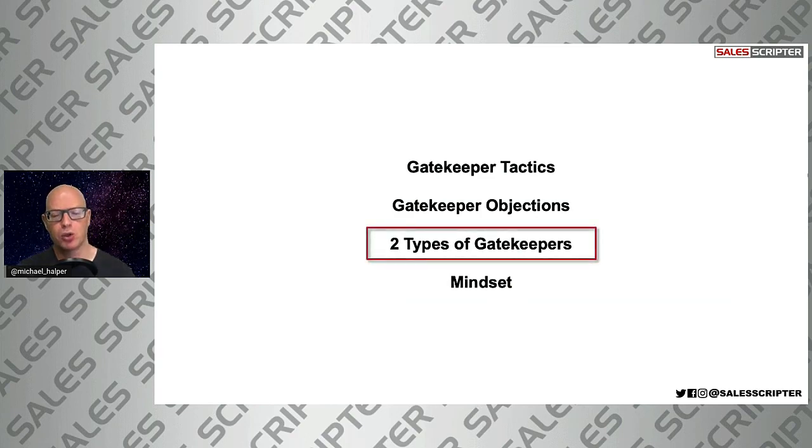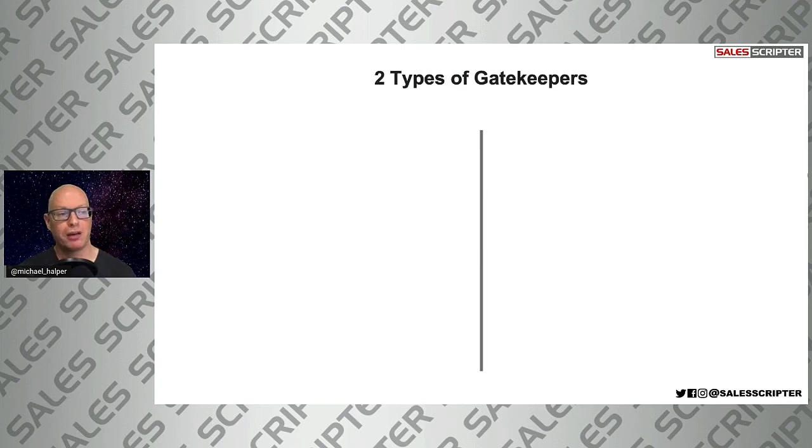Now let's talk about two different types of gatekeepers that you can run into. So there are two very different types of gatekeepers. One type is front desk receptionists. These are basically the lobby of an office building or the lobby of a company's office. There might be someone working at a desk that's answering the phone and greeting people that are walking through, front desk receptionist. The other type is an executive assistant.